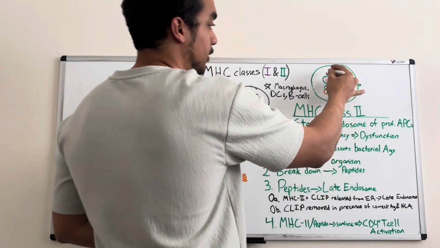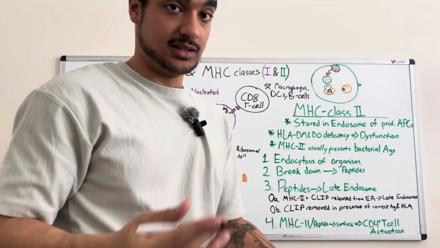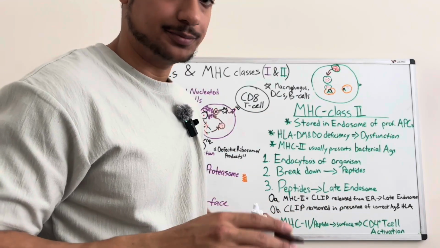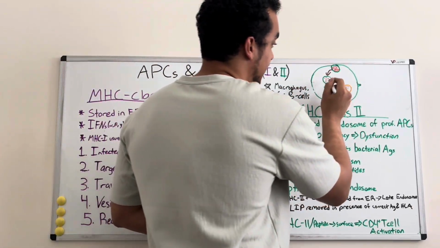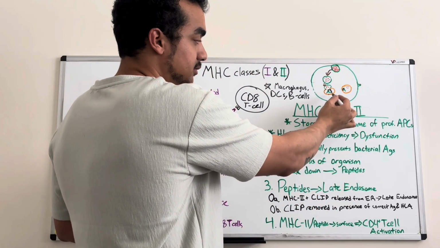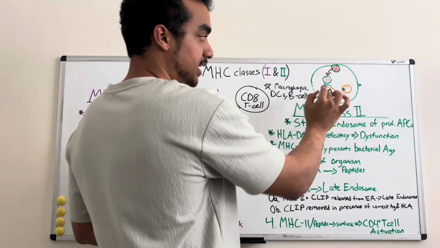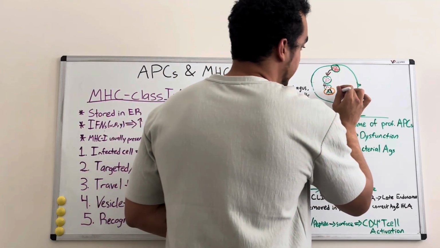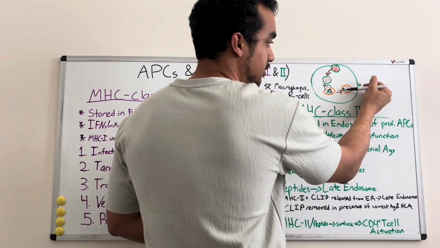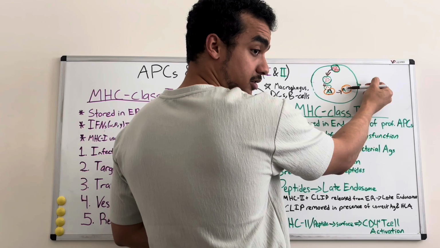Step two, it's going to break it down. Now, these peptides have to come in contact with MHC2, remember, which has the CLIP protein on it. So what's going to happen? Well, it's going to end up fusing with the endosome that has the MHC2 and the CLIP in it. It's going to fuse, and that forms the late endosome. This late endosome has MHC2, CLIP protein in its binding site, as well as bacterial antigens.